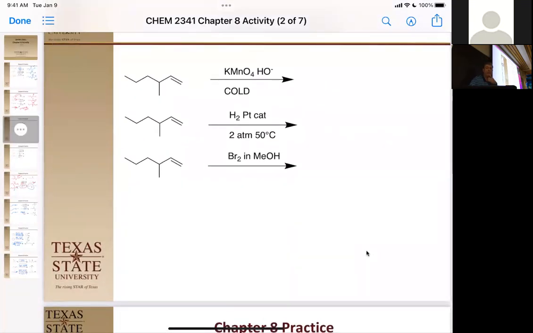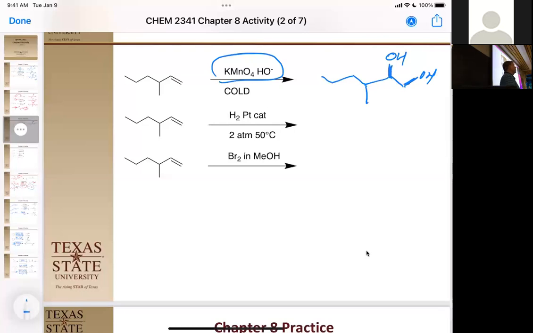Oh, that's a weird one. I didn't go over this in class, but it's in the book. So actually, I think I mentioned it in class too. Permanganate cold. Turns out that's the other way to make a cis diol, permanganate cold. If you heat it up, it's going to cleave that double bond. That's how we get to the carboxylic acids. But permanganate cold is going to give us our cis diol. Cool. So now we know another reaction forward.